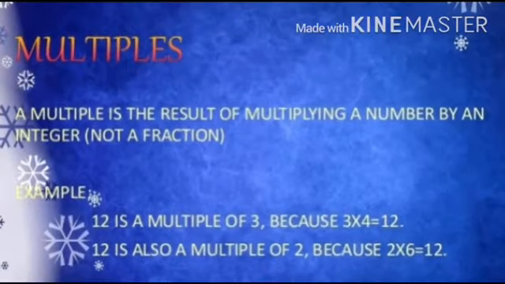Now the multiples. A multiple is the result of multiplying a number by an integer, not a fraction. Example, 12 is a multiple of 3 because 3 times 4 is equal to 12. 12 is also a multiple of 2 because 2 times 6 is equal to 12. So 12 is a multiple of 3 as well as 4. And in the second example, 12 is also a multiple of 2 as well as of 6.